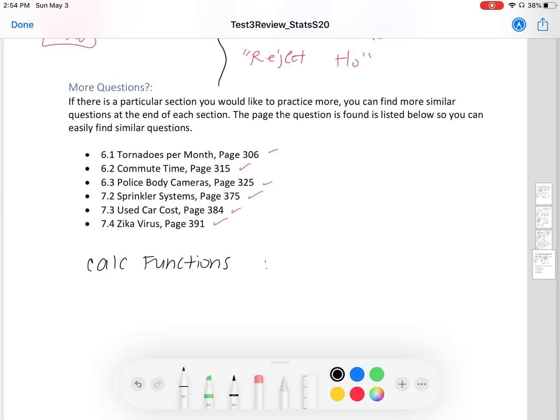are found for chapter 6. It's page 345. And for chapter 7, it's page 415. And that gives you a summary. I'm not too sure if it tells you what to press, but it does give you a little screen and it shows you how it should look.